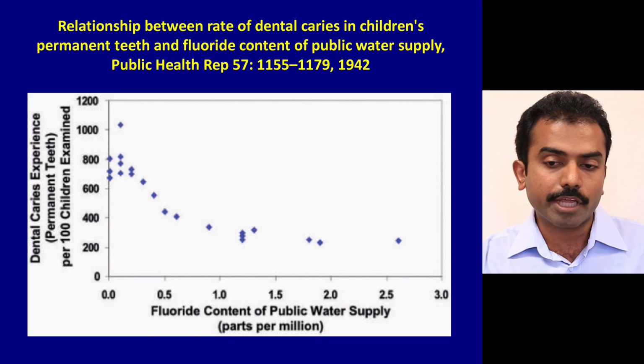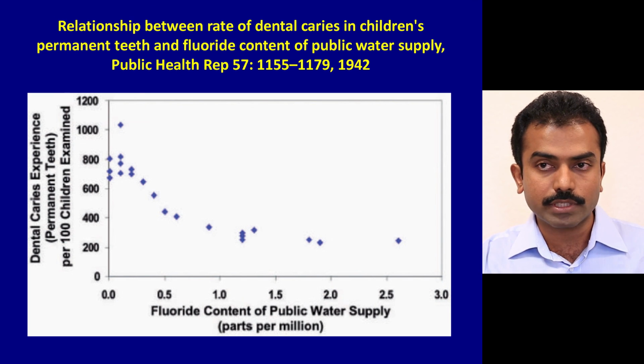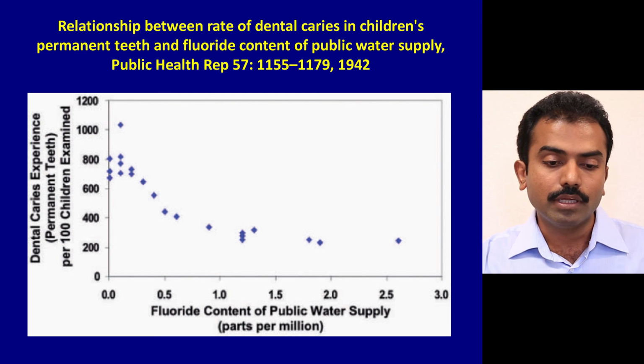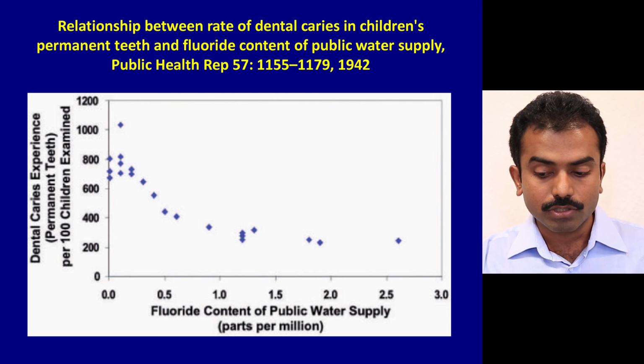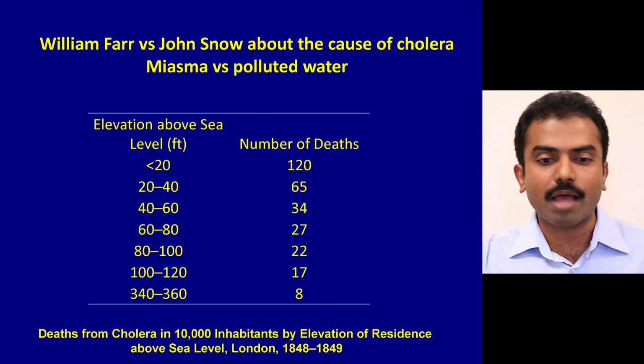And so what's the exposure and what is the outcome here? The exposure in this particular case that we are interested in is the fluoride content of public water supply, and the outcome is dental caries. So I think it becomes very clear now. Let's take a few other historical examples.